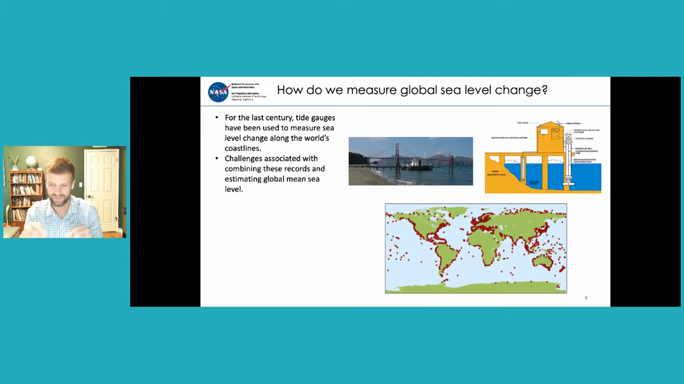But a really key piece here, this bottom panel, if we're trying to measure global sea level, it's very difficult with the tide gauges that we have available. So if you look at that bottom panel, those red dots, each one of those is a tide gauge that is available to us over the course of the 20th century. And you can see that there's a lot of gaps, right?